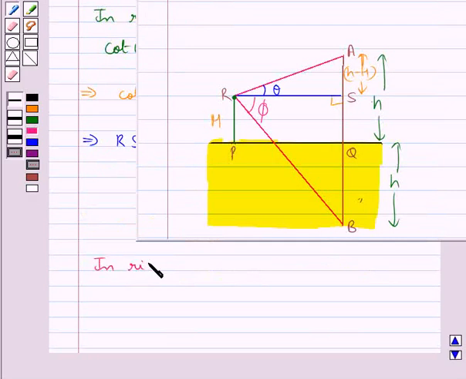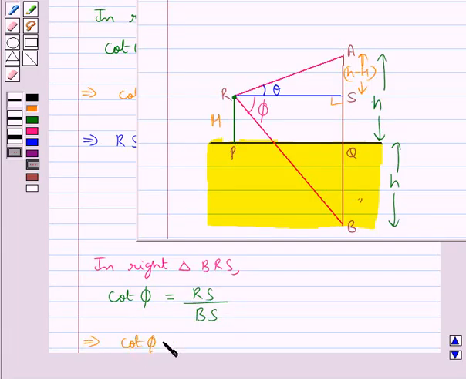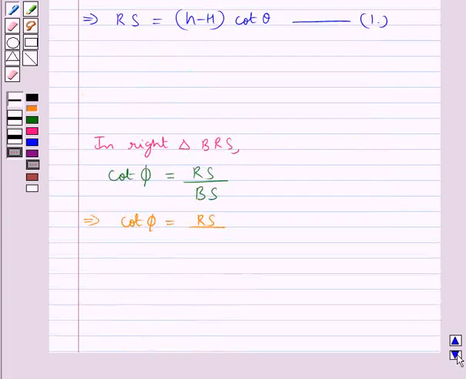Now let's take the right triangle BRS. In this right triangle we have cot phi is equal to the base, that is RS, upon the perpendicular, which is BS. It means we have cot phi is equal to RS upon BS. Now BS is equal to BQ plus QS. Now BQ is H plus QS, which is equal to RP, that is h. So H plus this small h is BS. So cot phi is equal to RS upon H plus h. From here we get RS is equal to H plus h into cot phi. Let this be equation 2.